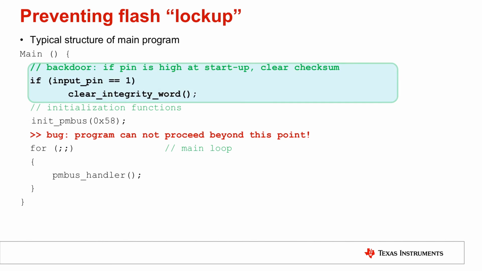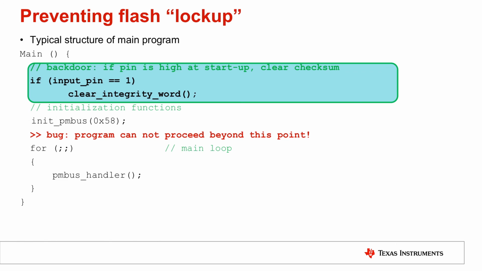Clear integrity word clears the program flash checksums. You should make the call of clear integrity word contingent on the state of a spare input pin. Placing it right at the start of main minimizes the chances of a bug preventing clear integrity word being executed, if it is required to be executed.